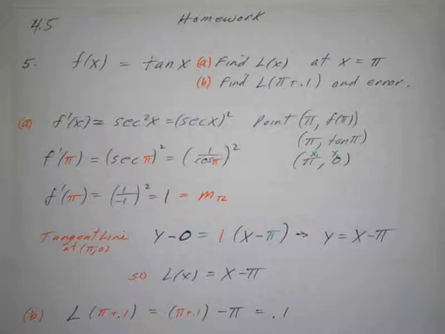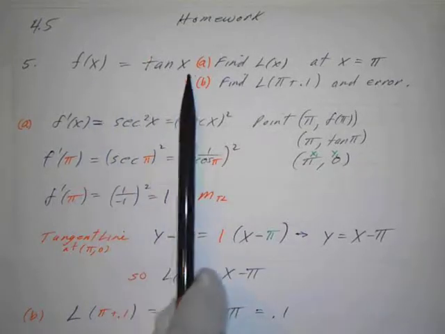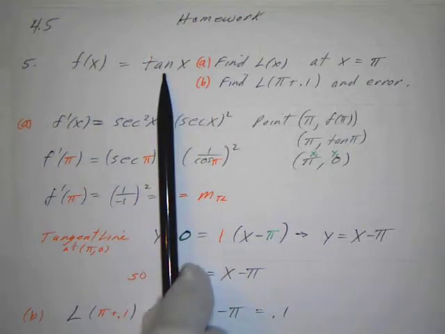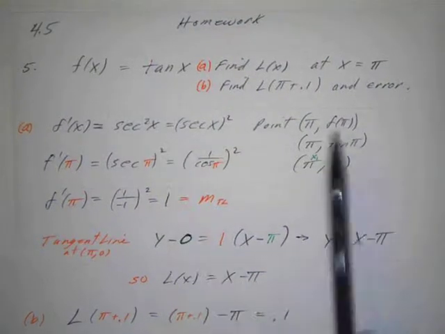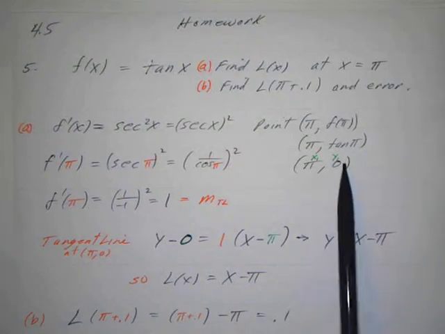So first of all, remember my function is f of x equals the tangent of x. My point is going to be at x equals pi. That's going to be my point of tangency. If I put pi in here, what's the tangent of pi? Well, the tangent of pi is 0. So my point is going to be (pi, 0).